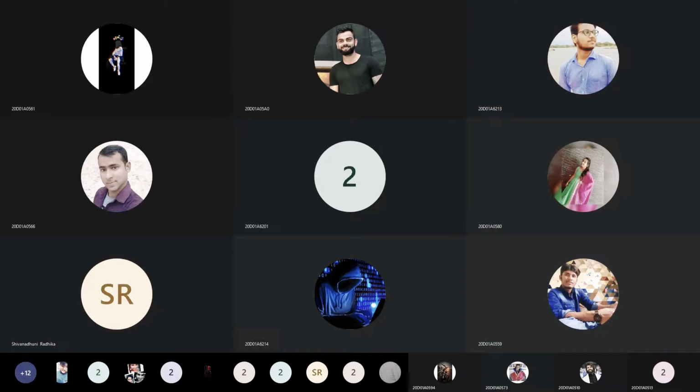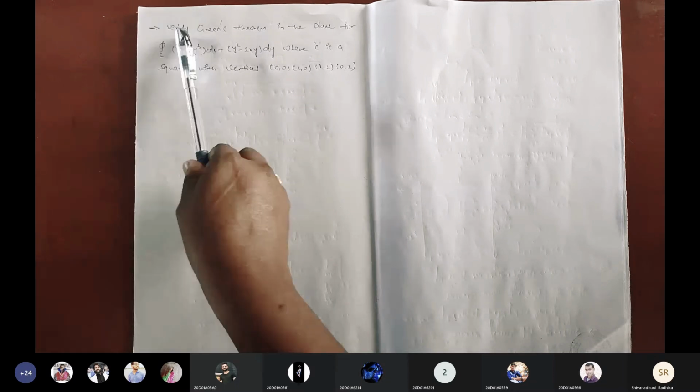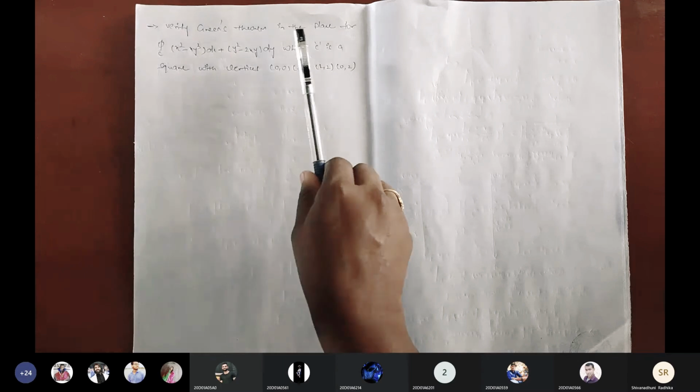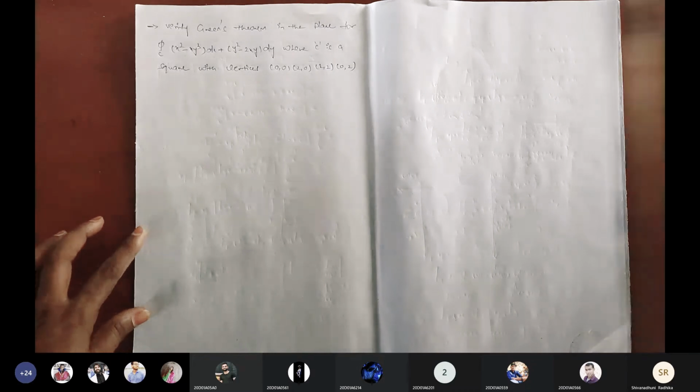Going to discuss Green's theorem. That is a verification of Green's theorem. Now see the problem. What is the problem here? Verify Green's theorem in the plane, xy plane, right? Obviously, Green's theorem is applicable for the xy plane only.